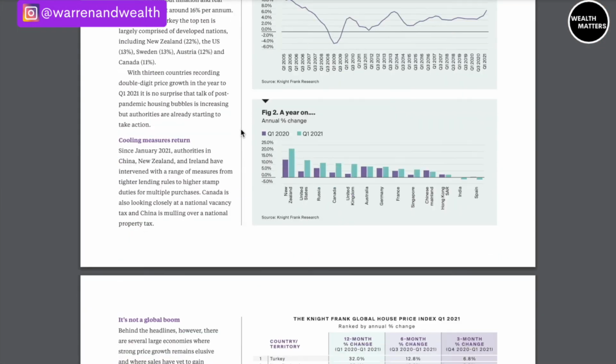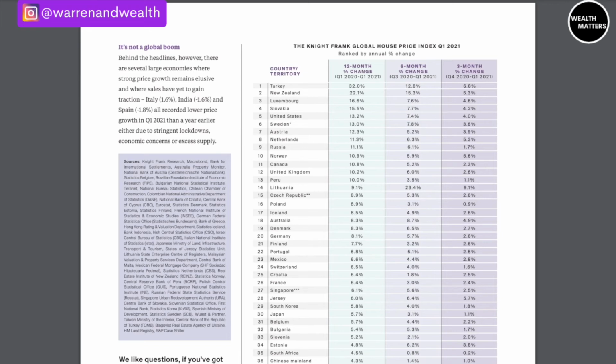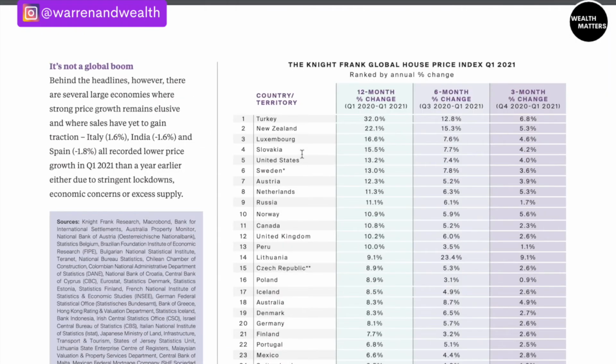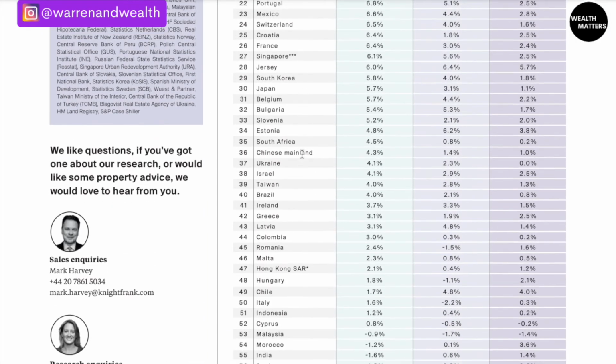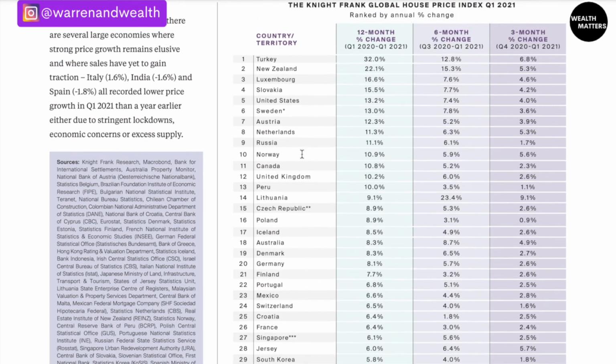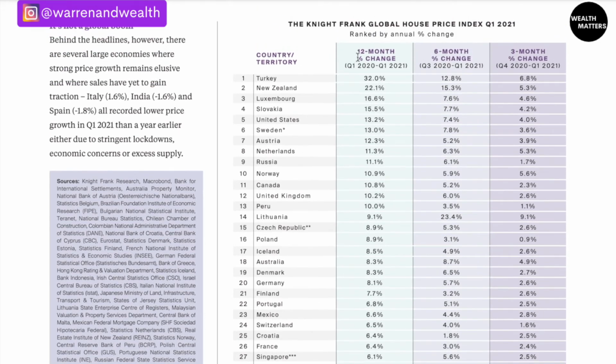So let's have a look at the data and go down to the country level. This table here, guys, is very interesting. As we said at the beginning, it's the 56 major economies across the world. And what we see in this table is the growth over 12 months, 6 months, and 3 months. Let's focus on the 12-month growth across the top 5 countries globally. So what we can see here, Turkey in first place, 32% rise in prices over the last 12 months.